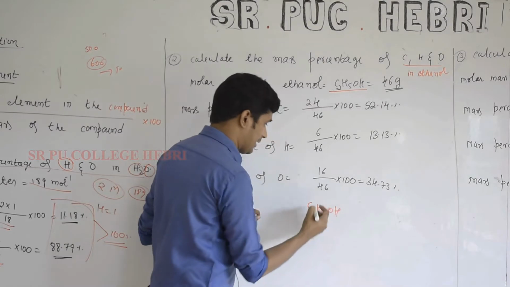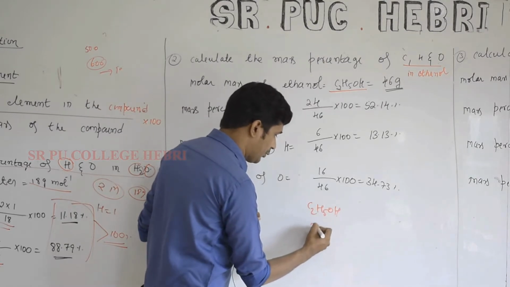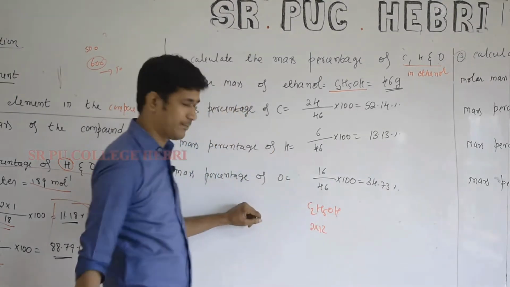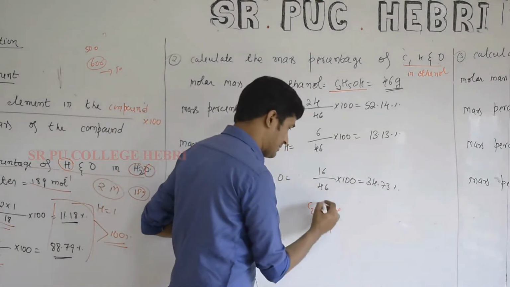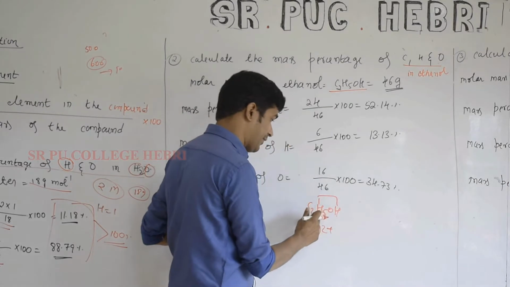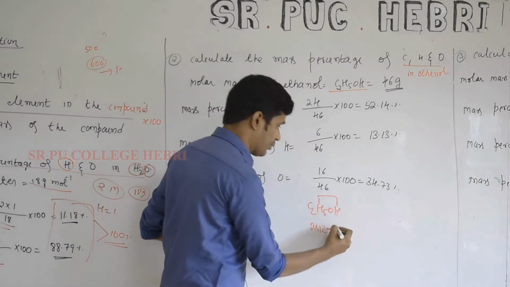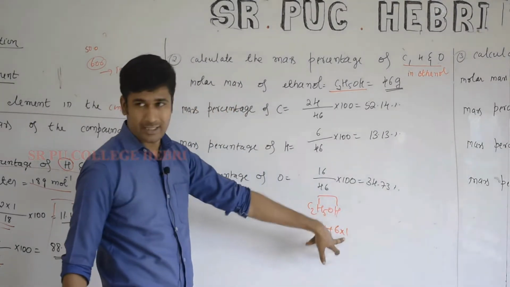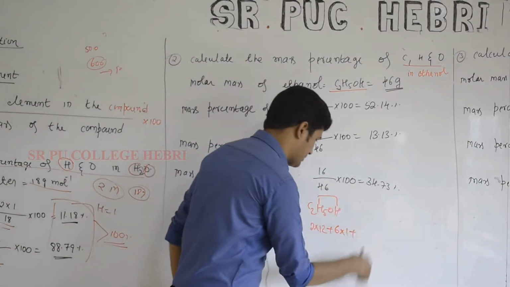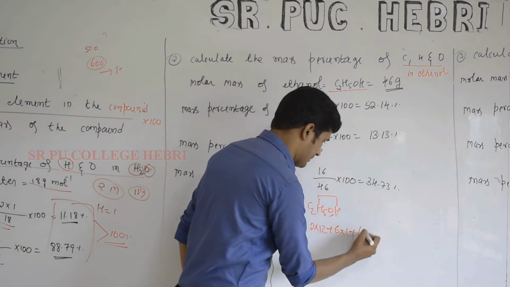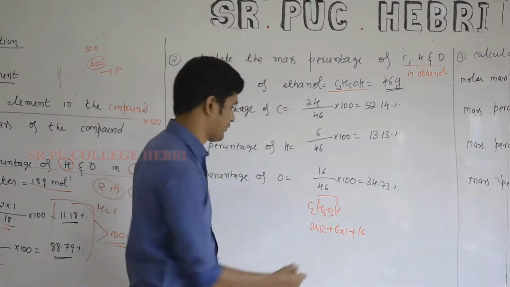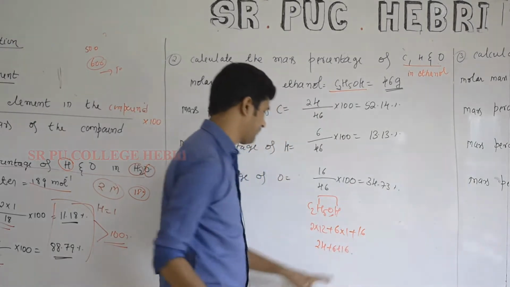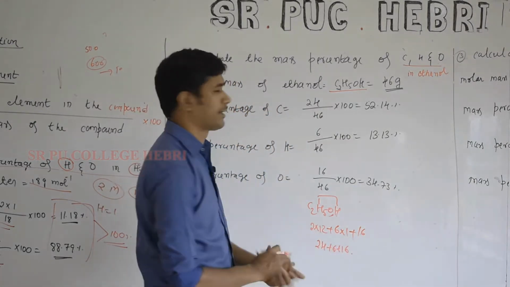C2H5OH. There are 2 carbon atoms, 2 into 12. Why is it 2 into 12? 12 is the atomic mass of carbon, plus there are 6 hydrogen atoms, 5 plus 1, 6 hydrogen. So it is 6 into 1. Why 6? 6 hydrogen. What is 1? The atomic mass. Plus 16, the atomic mass of oxygen. So 24 plus 6 plus 16. That is 46 gram per mole.